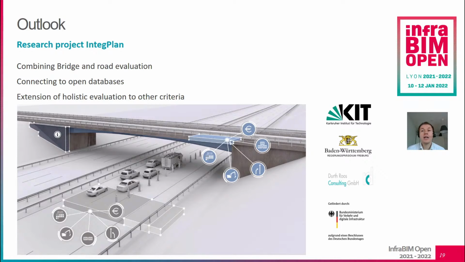And then we are extending our holistic evaluation to other criteria. For example, when we are looking at roads, it's also important how close we are to specific nature reserves, or how good the protection is, or whether we are crossing any flood protection areas, for example.